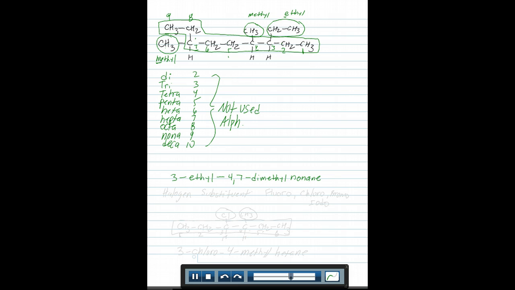The other thing I want to talk about is if you don't have an alkyl substituent, what happens if you have a halogen? I can quickly go over this. So let's say you have a halogen substituent.